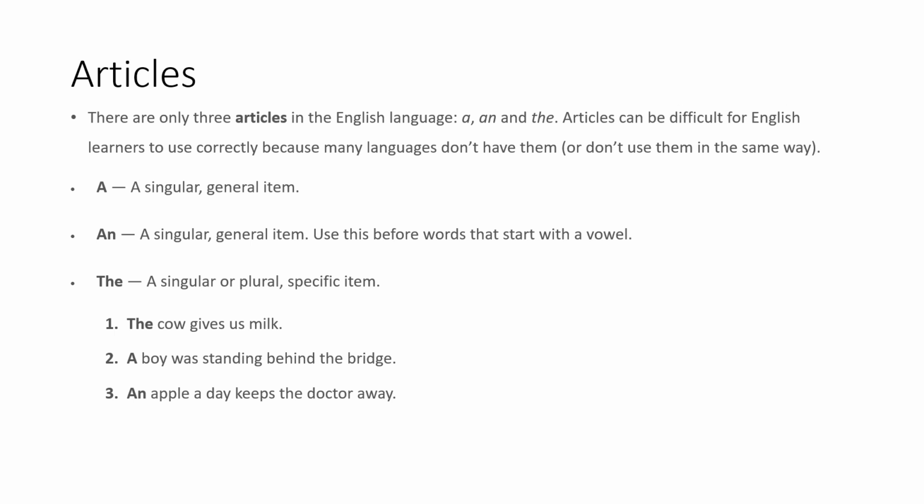The cow gives us milk. A boy was standing behind the bridge. An apple a day keeps the doctor away. So you can see in all these examples, the cow, a boy, and an apple, articles are modifying the noun. So we can say that articles can behave as an adjective in a sentence.